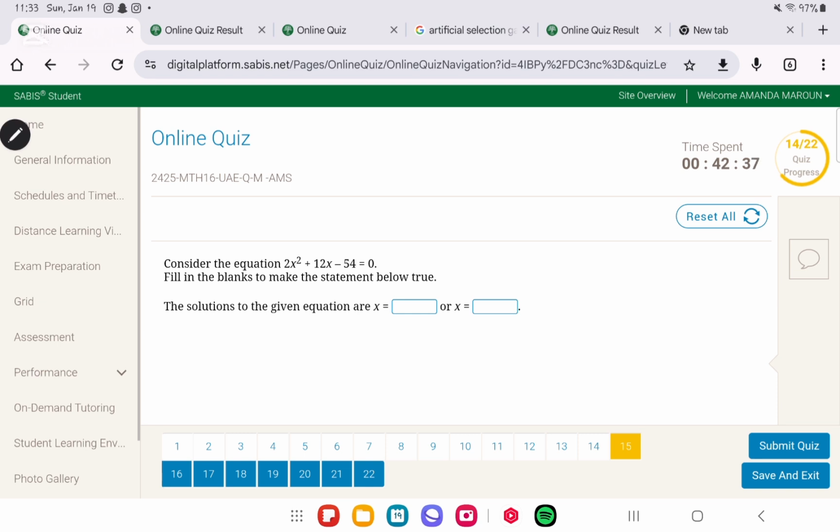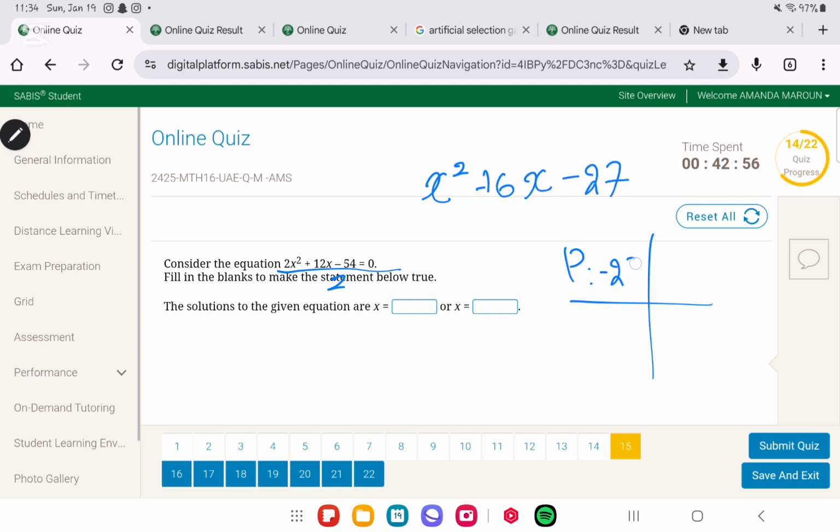Here we need to find the solution, so you can either apply the product sum rule. If you want, in this case, I think we can divide everything by 2. If you divide everything by 2, you are going to get x squared plus 6x minus 27. And then applying the product sum rule, you are going to get an answer of 9 and minus 3.